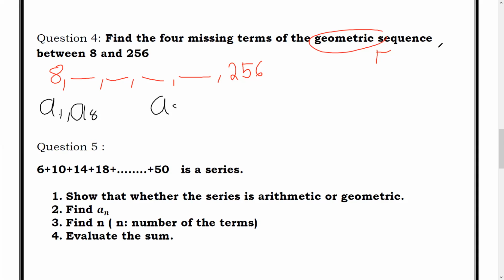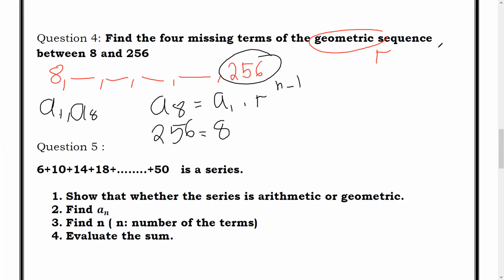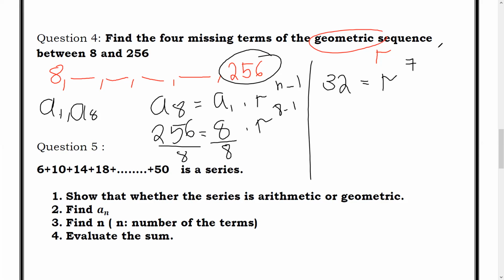So a sub 8 is a sub 1 times R raised to the power n minus 1. Why do I use this formula? Because I need R. A sub 8 is given, it is 256. A sub 1 is 8, times R, I don't know the value of R, raised to the power 8 minus 1. Then divide by 8, divide by 8. 256 divided by 8 is 32. 32 is equal to R raised to the power 7.